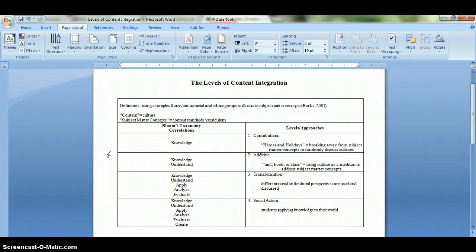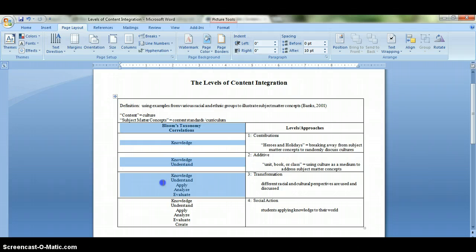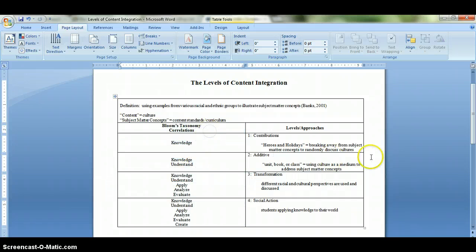So let's keep that in mind while we look at our handout up here of the levels of content integration. You'll notice here that to help you understand these levels, we've connected them to the different levels of Bloom's taxonomy. So here at this first level of Bloom's taxonomy, the knowledge level, we reach the level of contributions in the levels of content integration. A way you can understand this is by this phrase here, heroes and holidays.